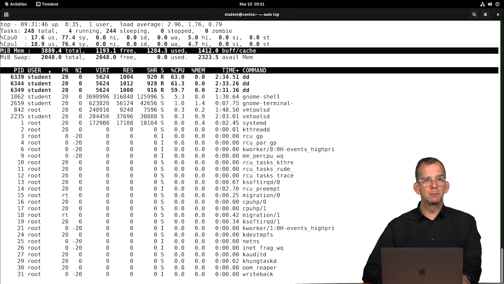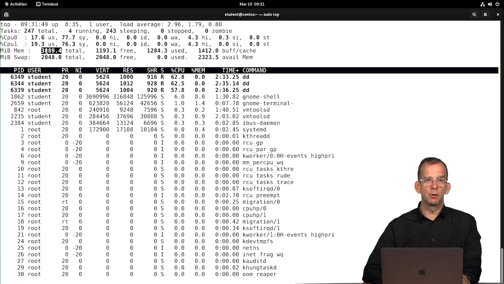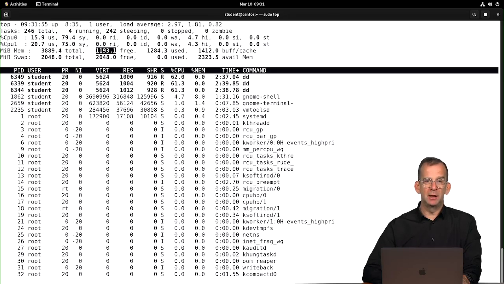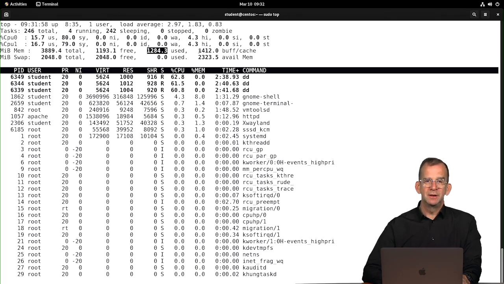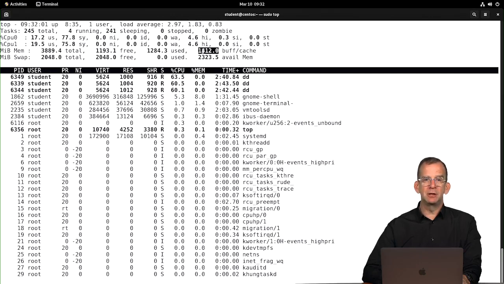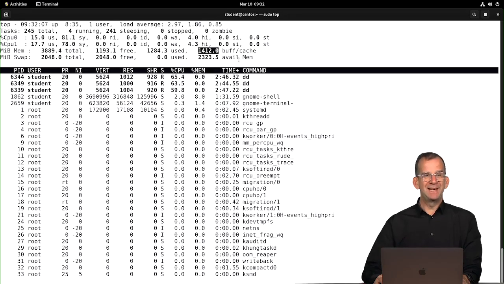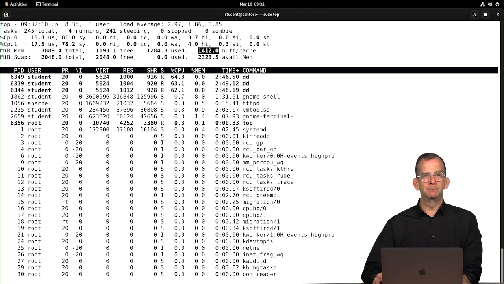Then we have a line for the memory usage. So this system has 4 gigabytes in total, and about 1.2 gigabytes free. Also, we can see about 1.3 gigabytes used and 1400 megabytes in buffer and cache. Now, what is this buffer and cache? Simple. It's all about memory, and this system has 4 gigabytes of memory.